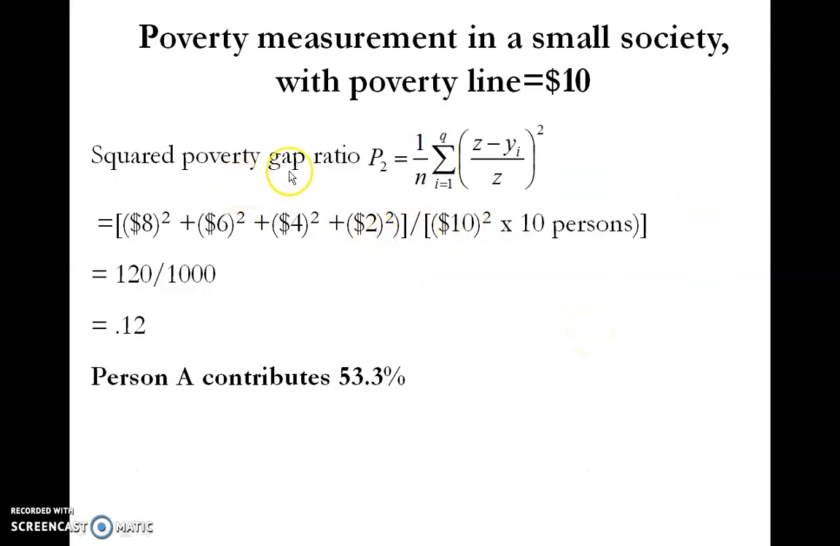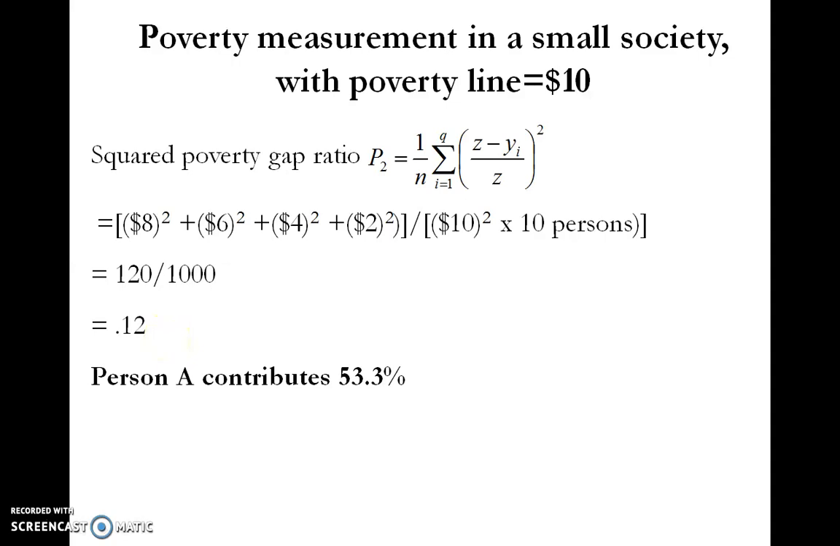If we look at the squared poverty gap ratio, where we are now squaring this difference between actual income and the poverty line, we are now attaching an even greater weight to those who are further away from the poverty line, even more so than just your P1 measure. So if you use this formula for P2 with all the necessary inputs, you should get an index of 0.12.